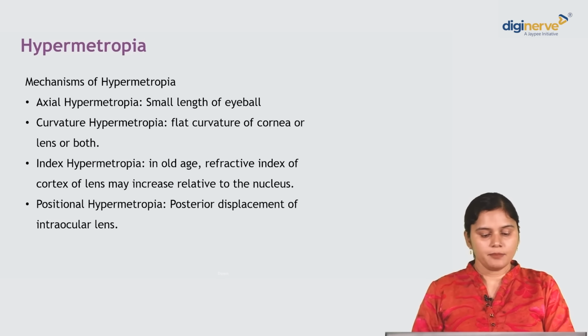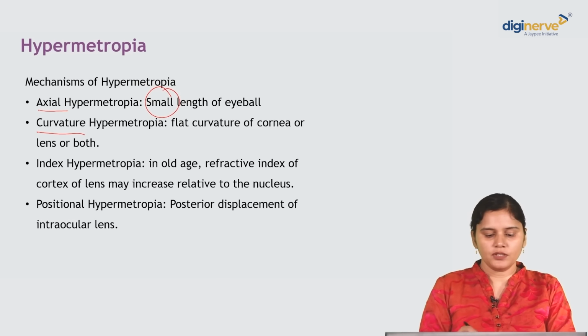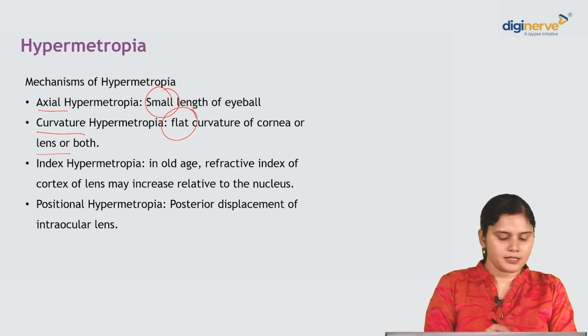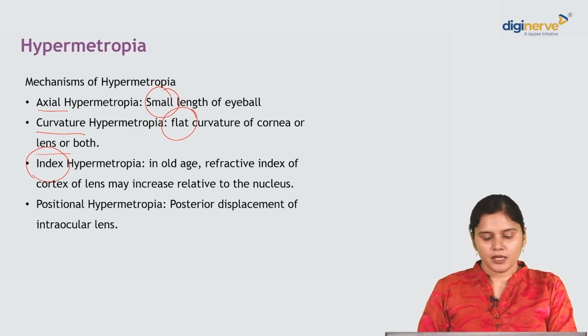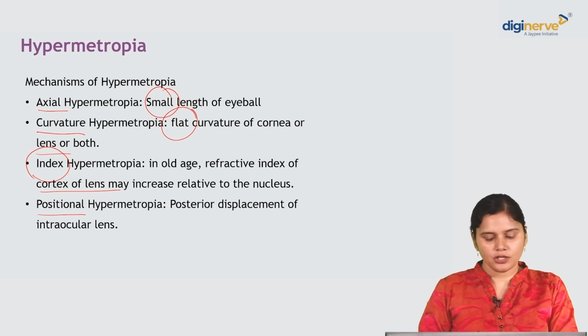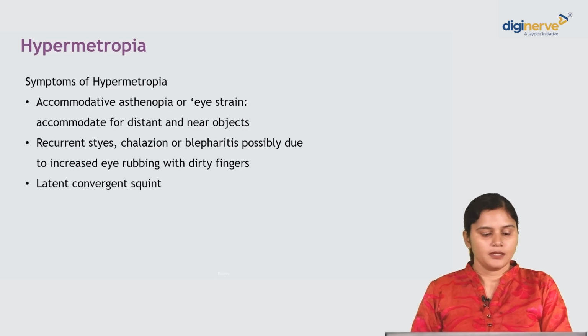Now, what is the mechanism of hyperopia? Axial hyperopia, opposite to myopia: the eye will be smaller in size. Curvature of the cornea might be flat. The lenticular curvature might be flat. The lens thickness might be lesser. In index hyperopia, the refractive index of the cortex of the lens may increase relative to the nucleus. And in positional hyperopia, there might be posterior displacement of the lens.